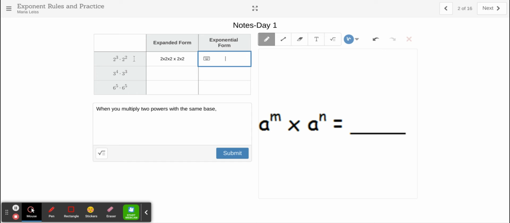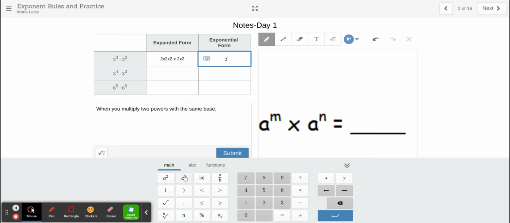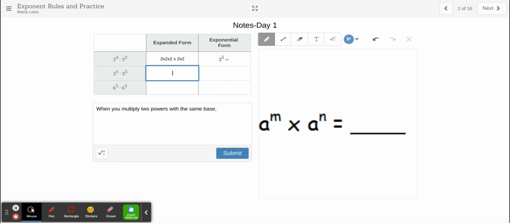Now, exponential form means I'm going to take all of this together and write it with one base and one exponent. The base is the number that's repeating, so the 2 repeated a whole lot. The exponent is how many times it repeated. If I look, I can count 1, 2, 3, 4, 5 2's. So to write the exponent, I'd open the keypad, hit this A to the B button, and hit the number 5. Now, I'm going to put an equal sign just so it doesn't change it to the number, but I don't need anything after the equals.